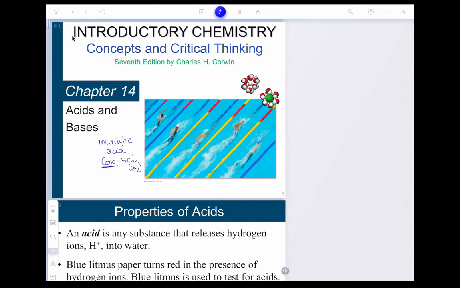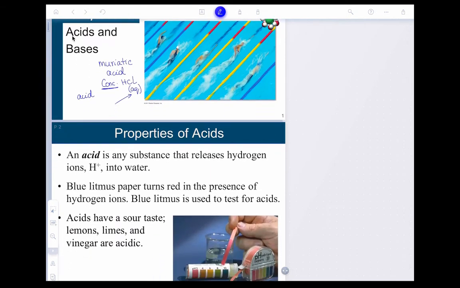Concentrated just means that the concentration is very high. There's a lot of HCl and very little water, but you need to write the (aq) to indicate that it is an acid. So one of the common applications of acids is to maintain the pH, or the acidity, of swimming pools, and that is done by adding concentrated HCl.